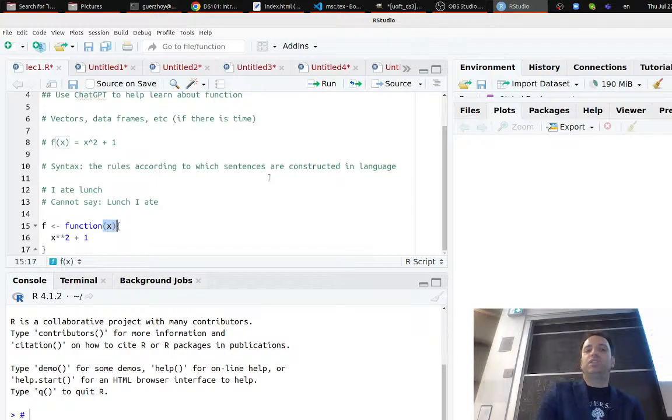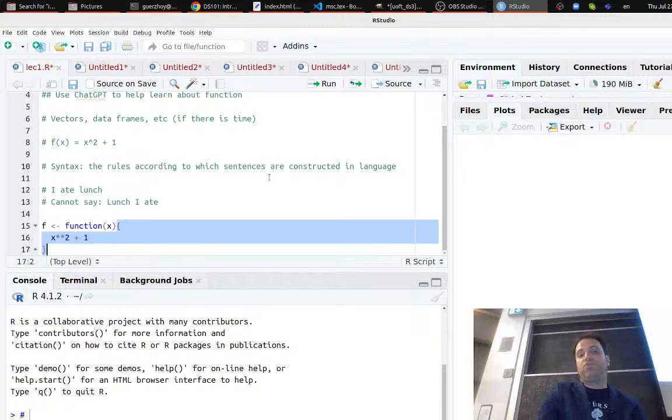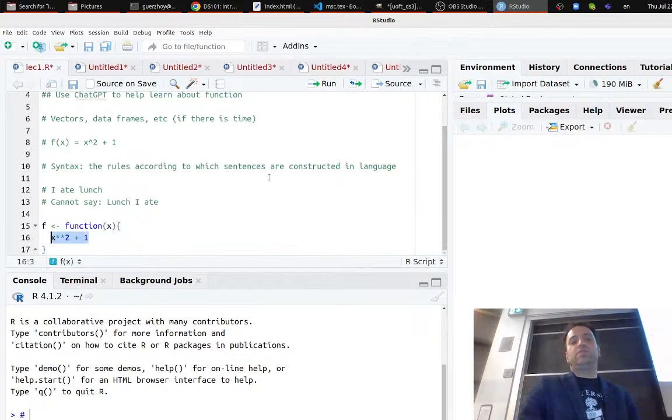And then you can have a parameter or multiple parameters inside. Those parameters are going to be in round parentheses. This would be referred to as the body of the function. The body of the function must be enclosed in curly braces. And then the value that the function computes, well, you can just write it there.